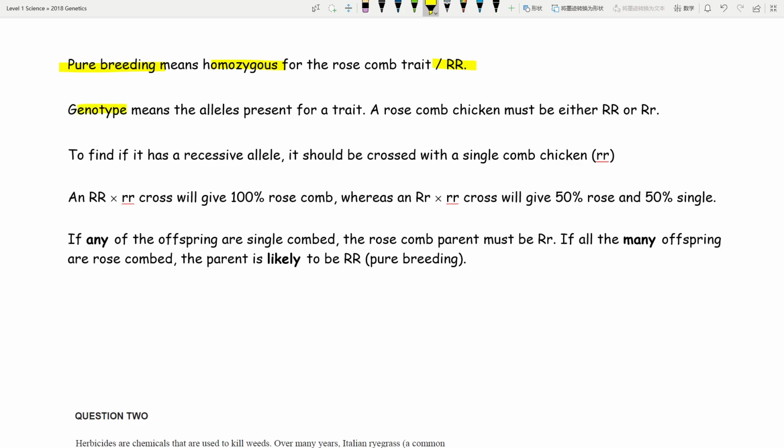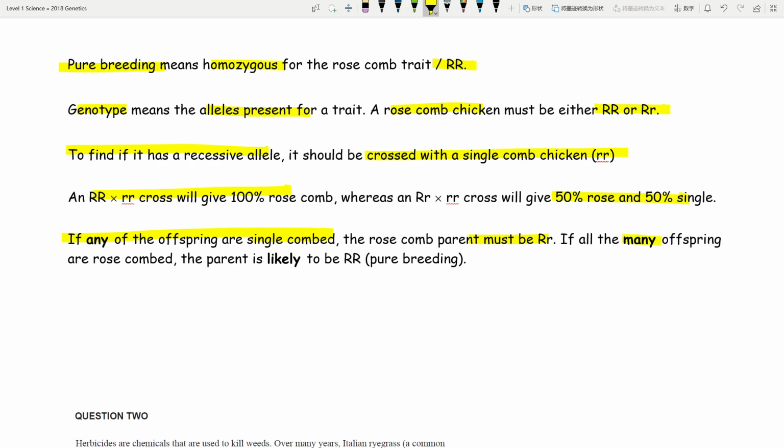Genotype is the alleles combined together. So the rose-comb chicken must be either homozygous dominant or heterozygous. To find out if it has a recessive allele, cross it with a homozygous recessive chicken, because you will get either 100% rose-comb or 50% rose-comb, depending on the genotype. If any of the offspring is single comb, that means it must be heterozygous.